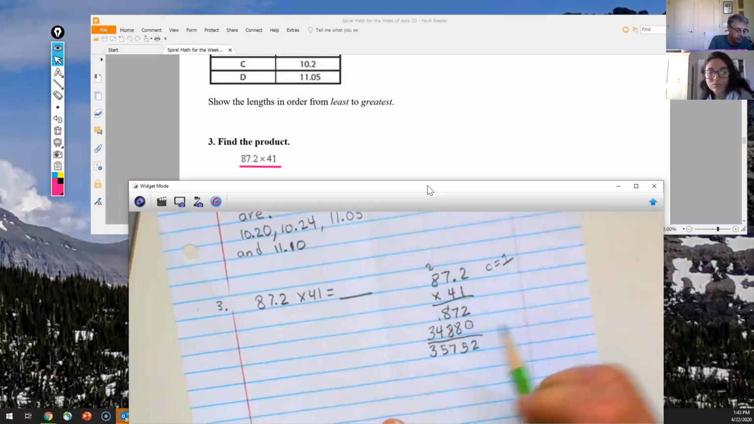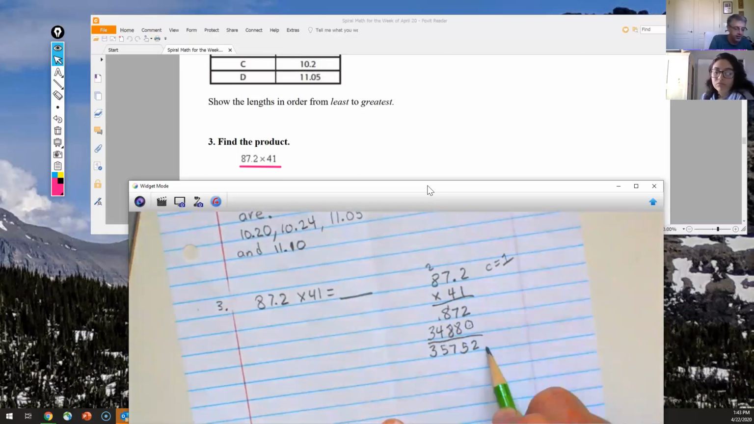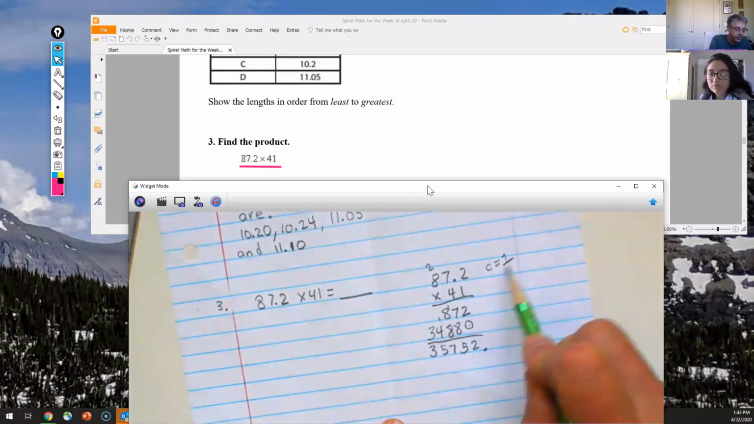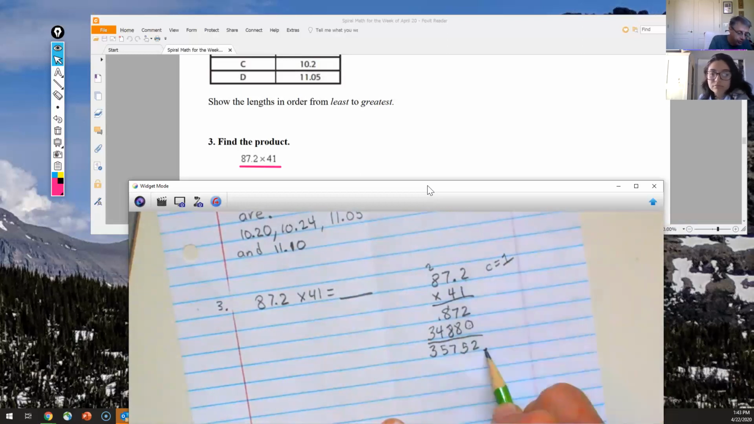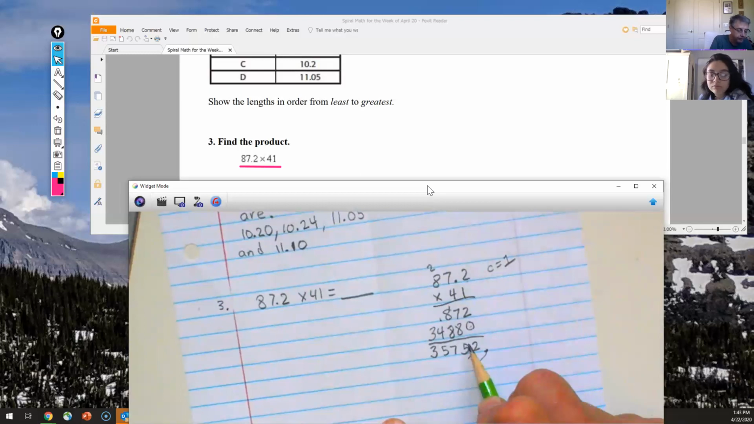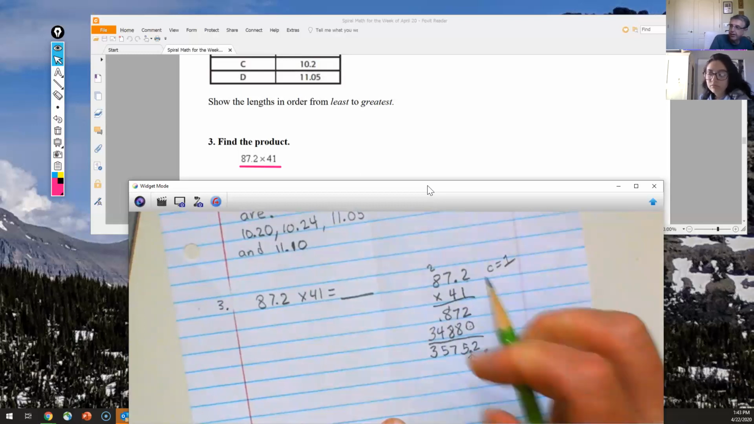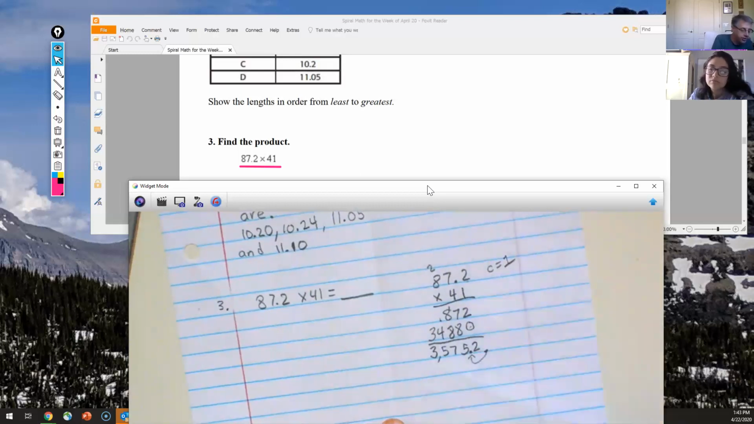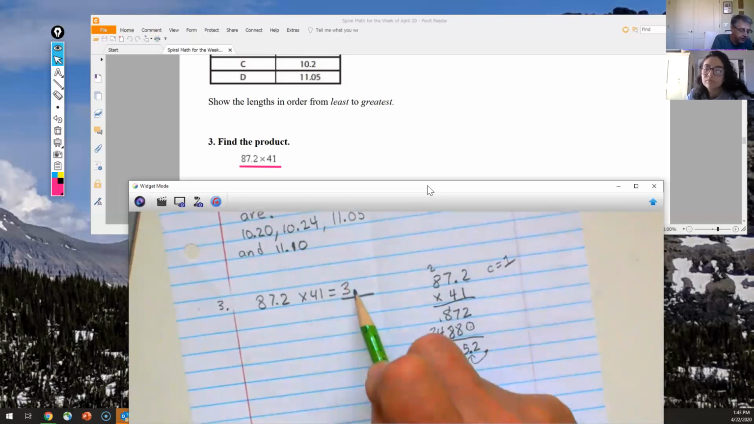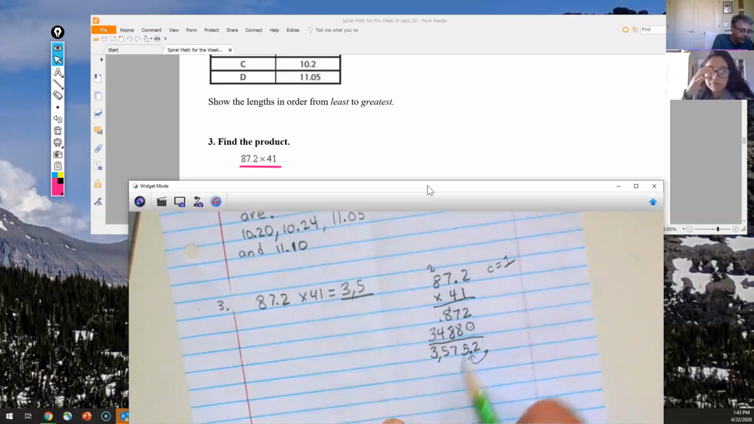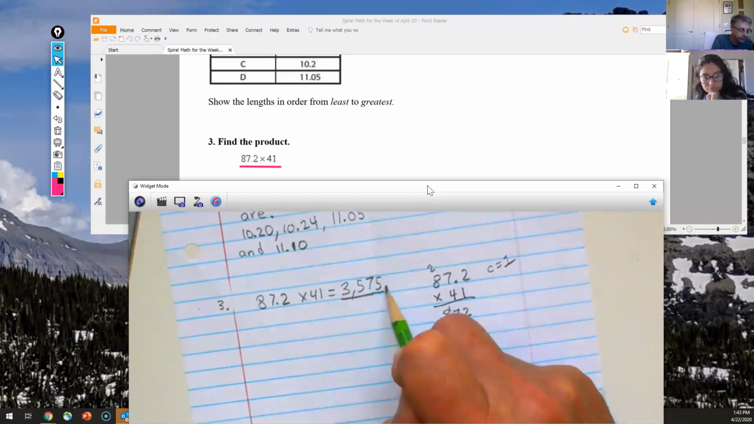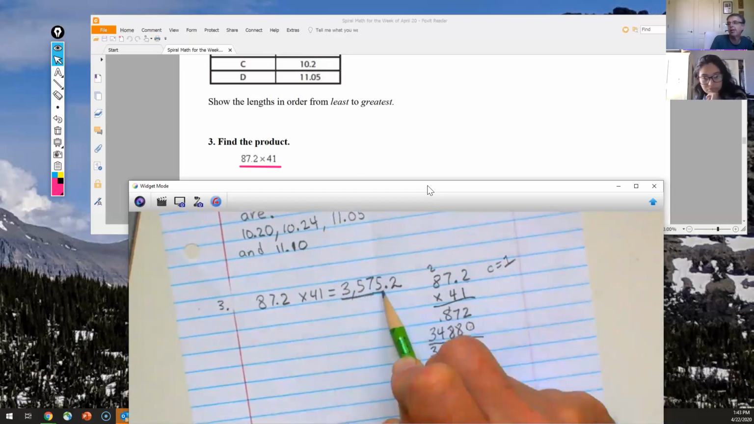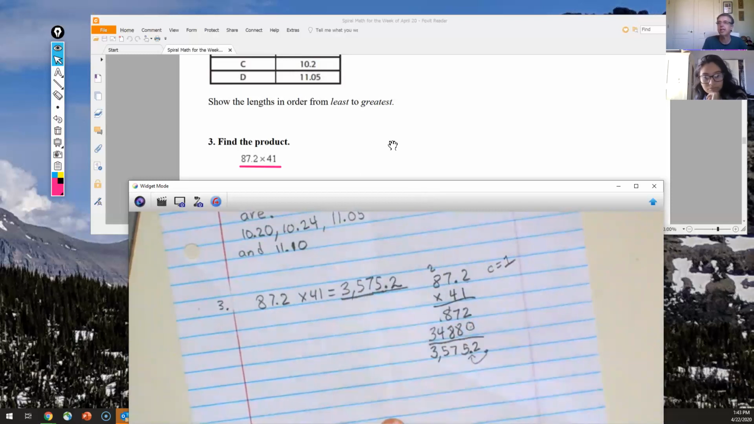As I go across, I am going to put my decimal here, and remember that C equals 1, which is the 1 digit that's on the right side of the decimal. That means we're going to move the decimal 1 space only to the left. I'll put a comma here to show that my product is 3,575 and 2/10. Great. Now we're going to move on to number 4.